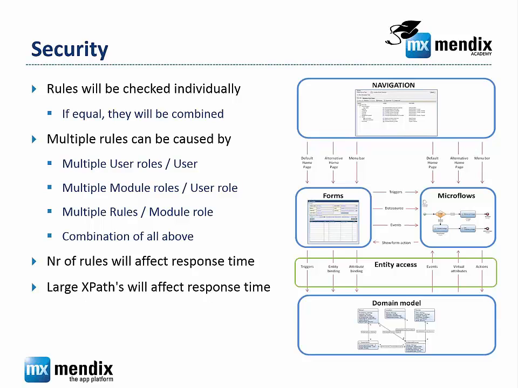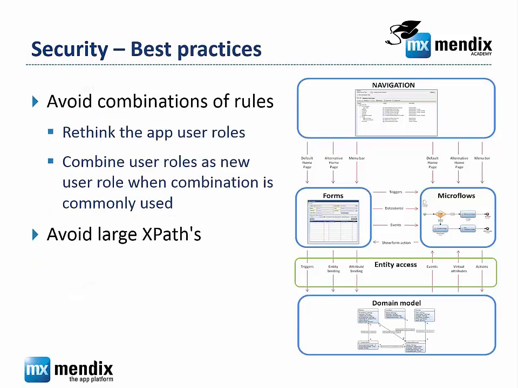So this in and of itself can get very, very complicated. So it's a very good idea to try and simplify it as much as possible. Obviously, the more rules you have, the more complicated the queries are, and hence the longer it will take for the response to happen. And if you have large XPath constraints based on the security rules, that could also affect your response time.